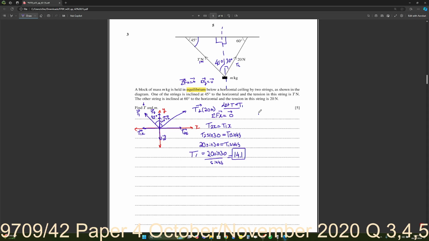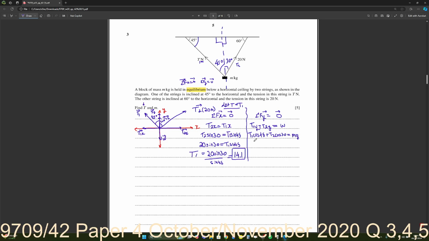How about sigma Fy? We know it's also going to be equal to 0, right? What are my vertical forces? Let me separate these. My vertical forces are T1y, T2y, and W. When you say it's equal to 0, that means it's balanced out, so what's up is equal to what's down. T1y plus T2y is equal to the weight. T1y would be T1 cosine 45, T2y would be T2 cosine 30, and weight would be mg.